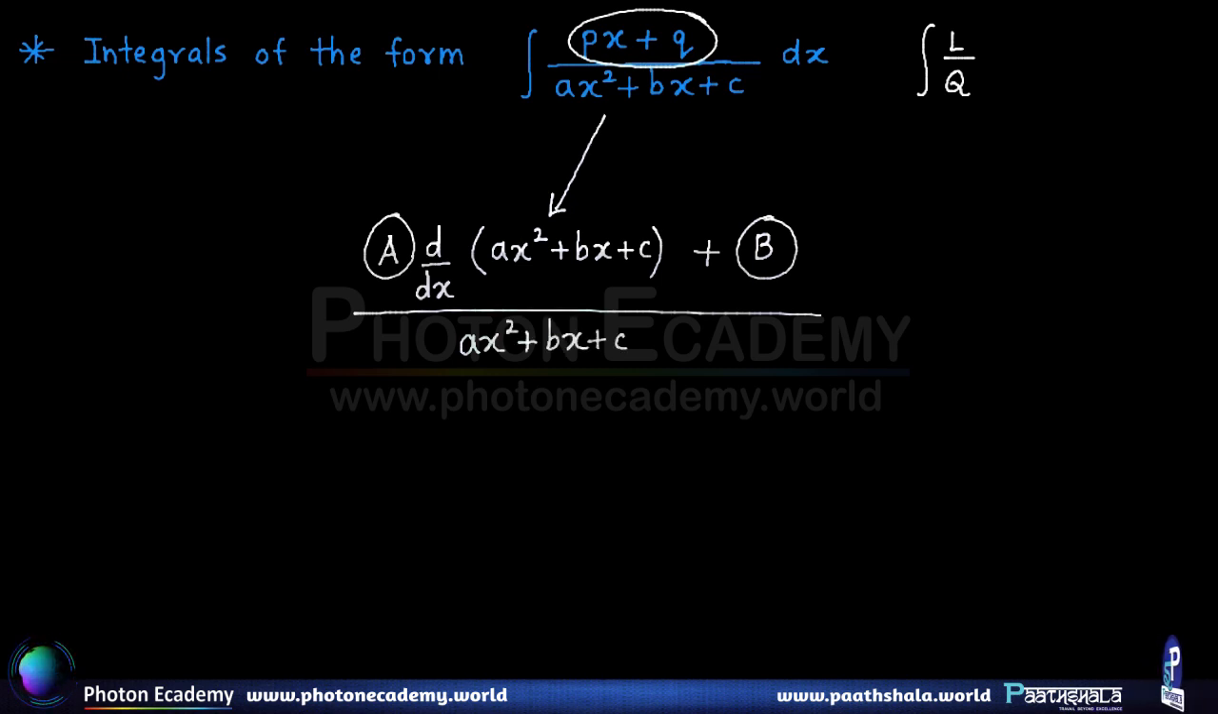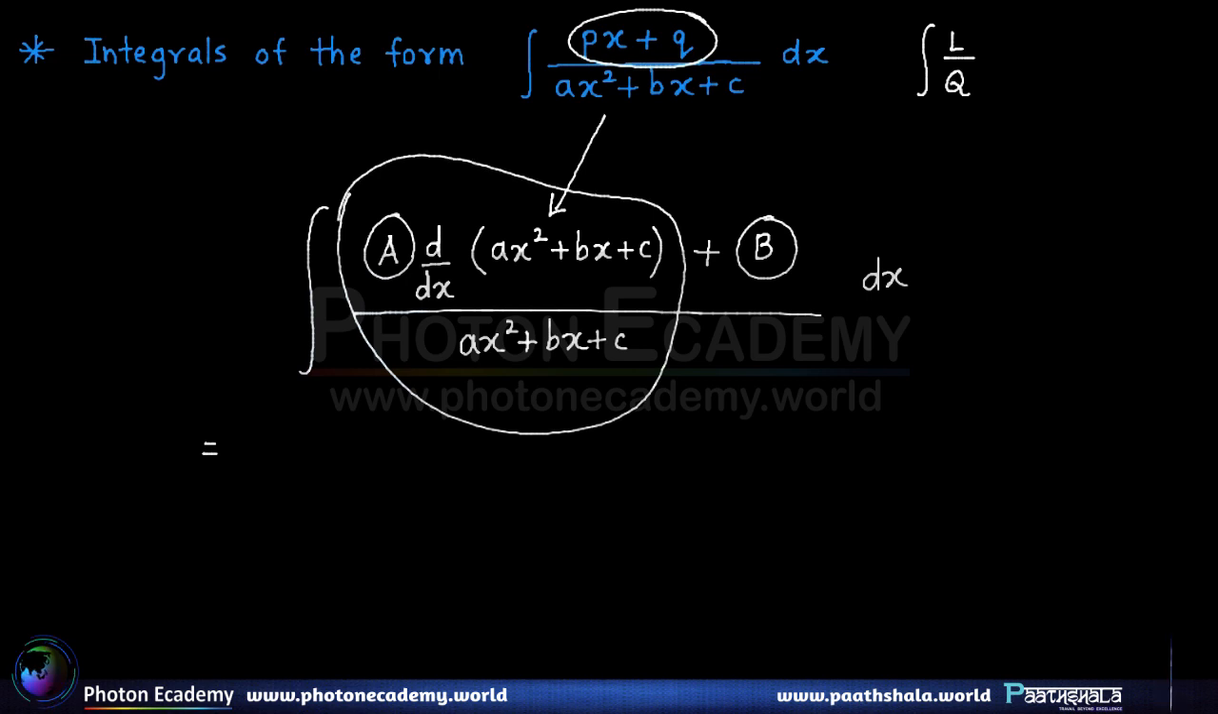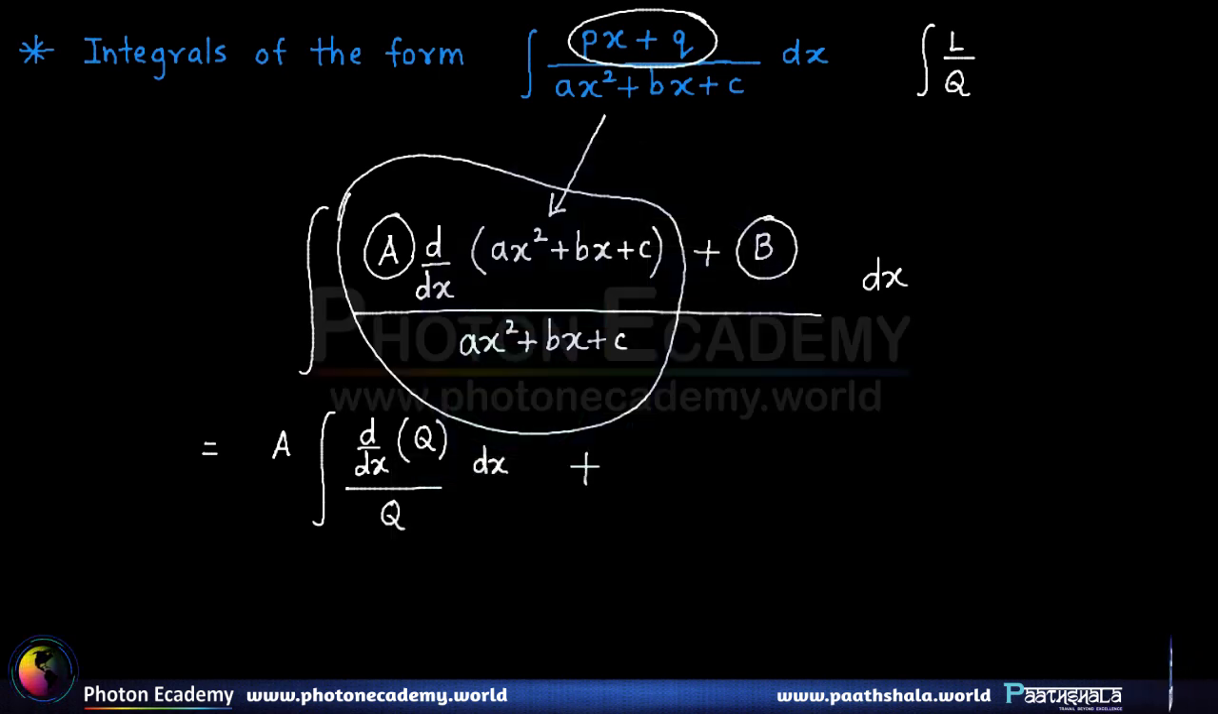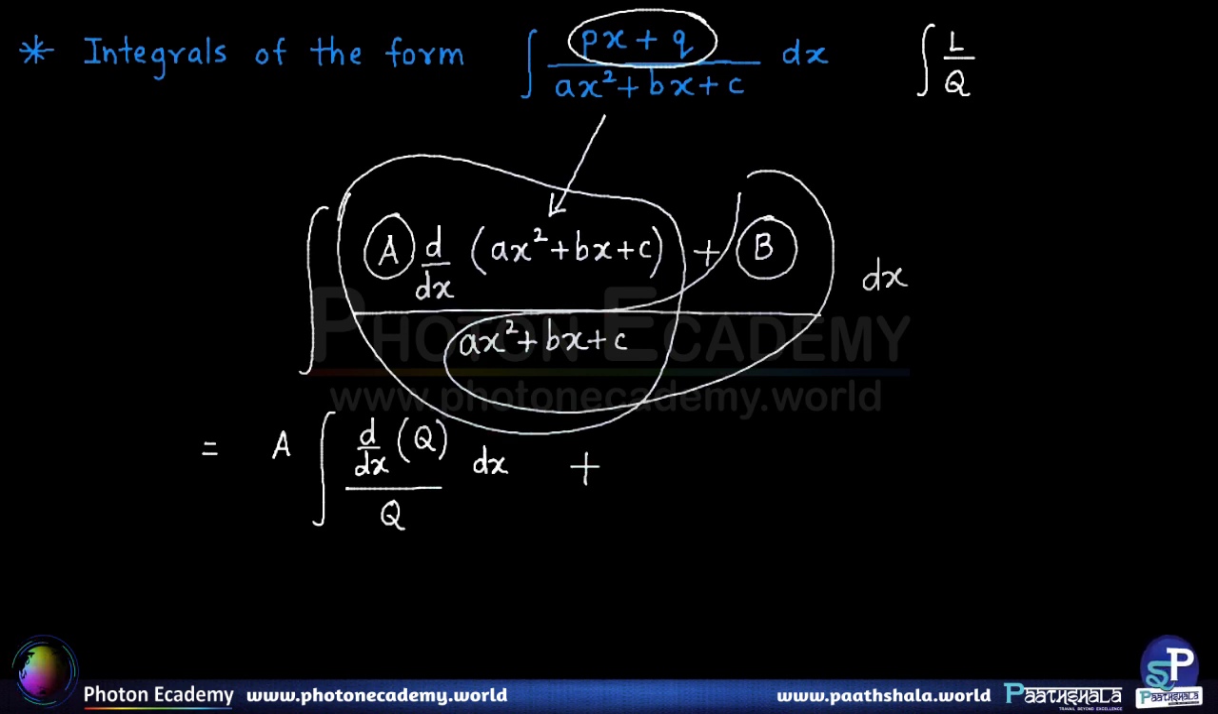So what we have to integrate basically is this, right? Now if we break that, here we have to integrate the first part in which a is a constant, so that will come out of the integral. So I can write a times the integral of d by dx of q, where q stands for the quadratic expression in the denominator, whole divided by q. This is to be integrated, plus in the second integral, b comes out and you have within the integral 1 upon q.